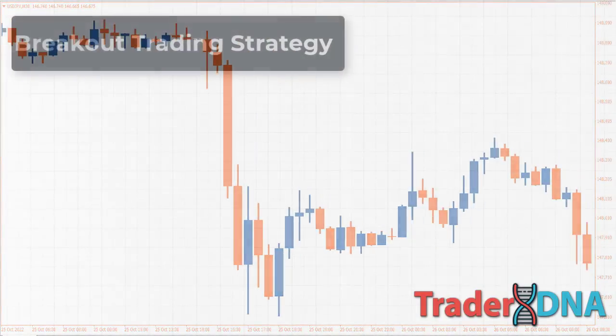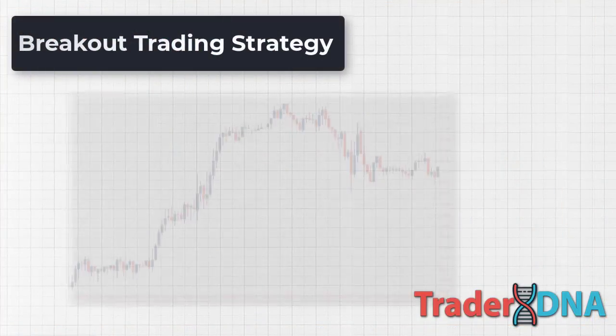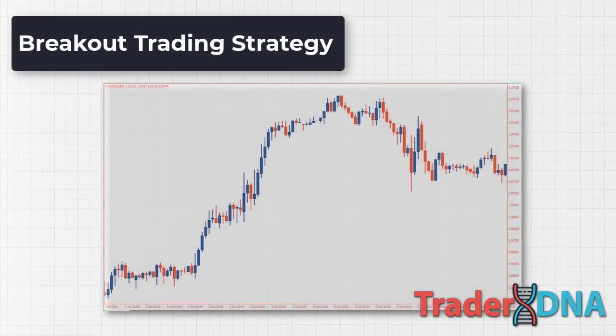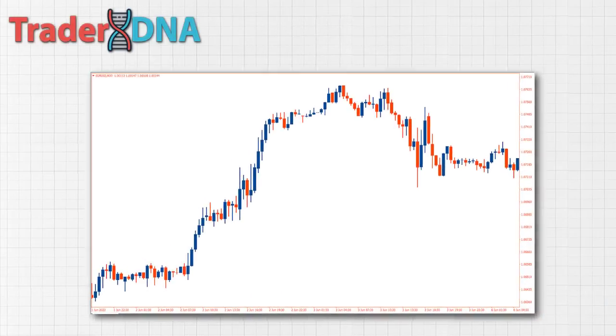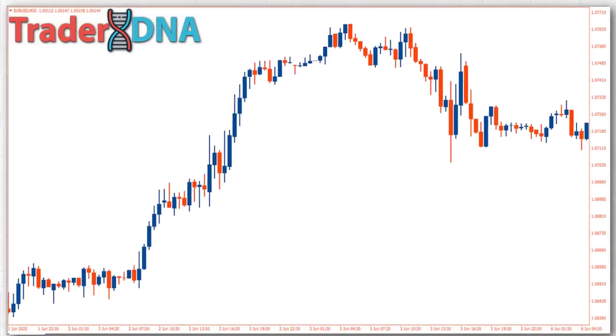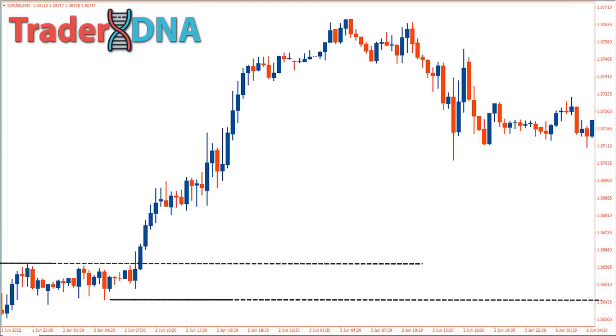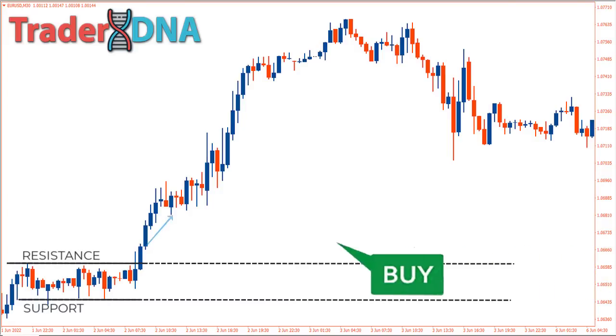Second, breakout trading strategy. The breakout trading strategy is one of the most popular trading strategies for selecting good markets. This strategy focuses on the markets that move above or below specified levels. These are known as support and resistance levels, and once the price moves above resistance, it continues to rise.